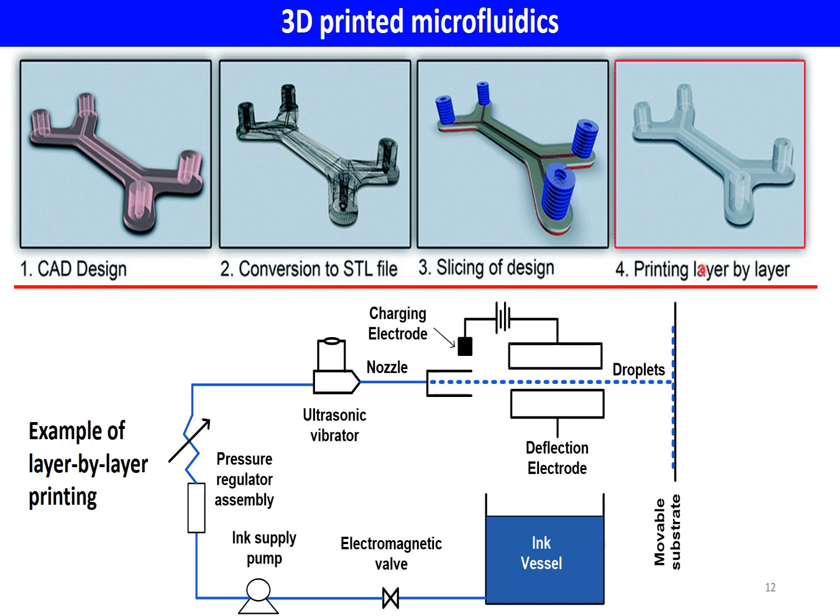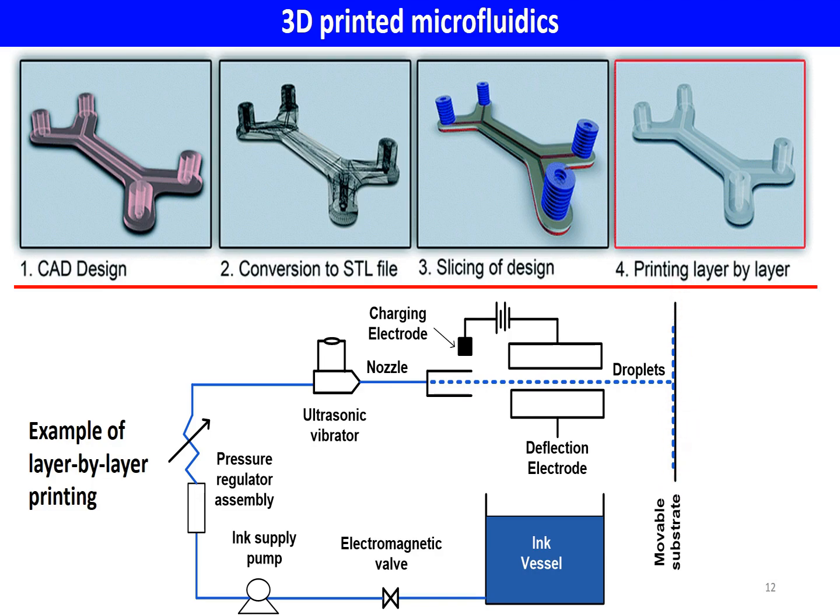This is an example of layer by layer printing. I'm not going to get into the mechanics of this, but suffice it to say that there's an ultrasonic vibrator that brings in some ink from an ink vessel, and the droplets travel across the deflection electrodes, and the printing takes place in the structure here.